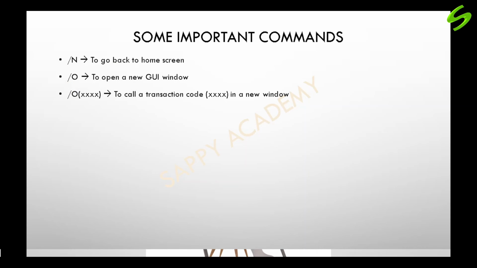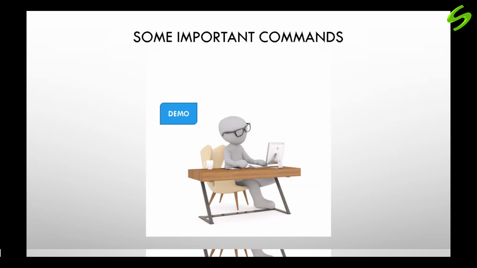The next command is /o. This is normally used to open a new GUI window. If I want an extra window and don't want to use the current window, I can use /o and open a new GUI window. There is a limitation to how many windows we can open. Normally it is limited to 6 simultaneous GUI windows. The next command is /o followed by a transaction code. We can directly open a new window with a particular transaction code. Let's have a demo on this section.